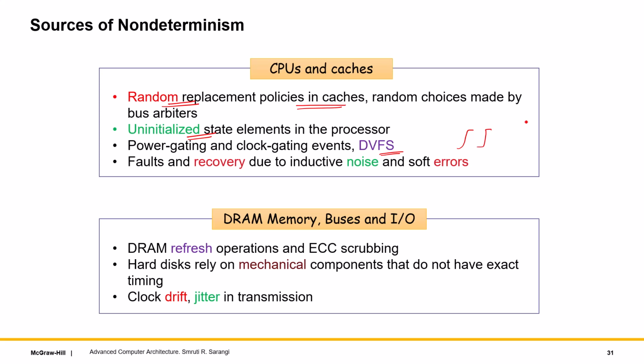So in this case, because of the inherent unpredictability, I may see a problem, but when I try to reproduce it, I may not be able to see it. Of course, inductive noise and soft errors do lead to non-determinism, but they are rare. But since we have discussed them, I've just put it here. But essentially, it is uninitialized state elements, random replacement policies, and everything we did to reduce power. They introduce a fair amount of non-determinism.